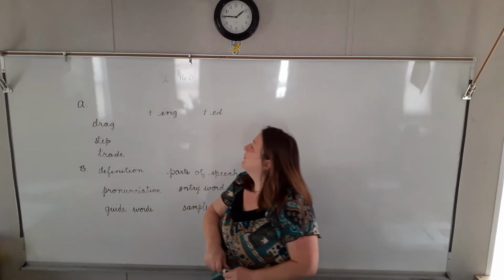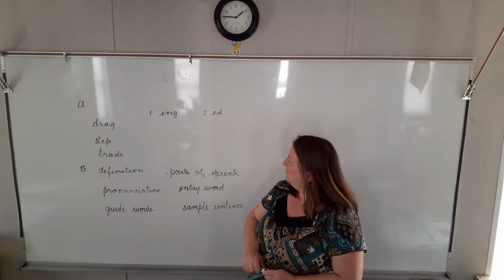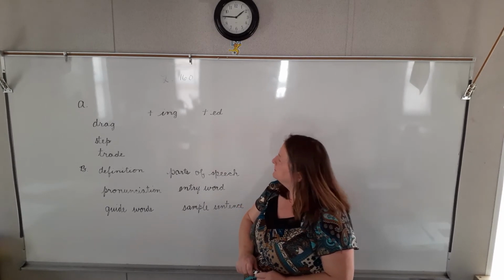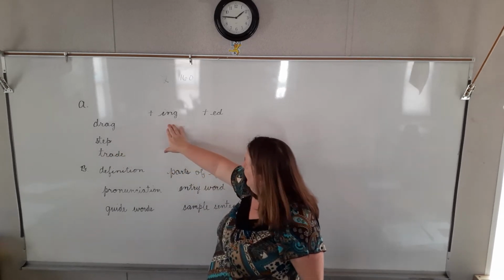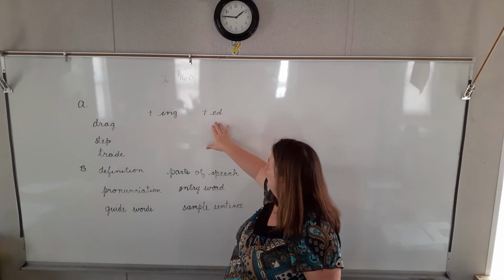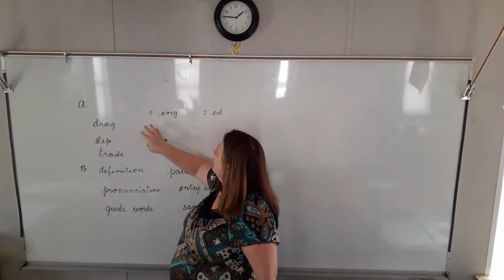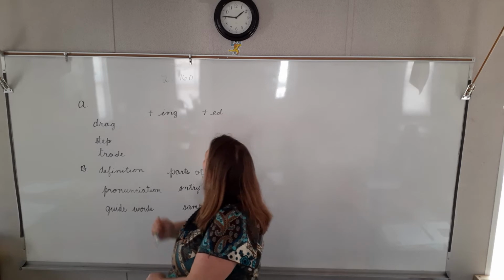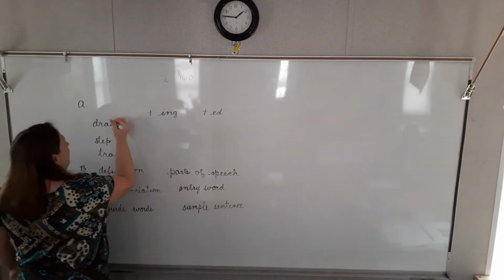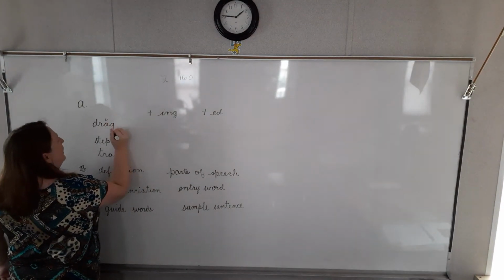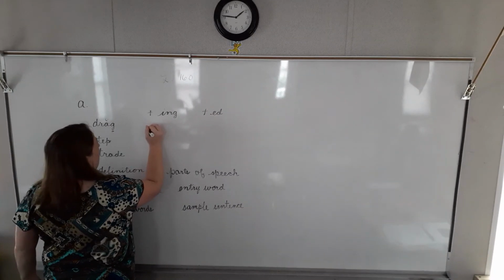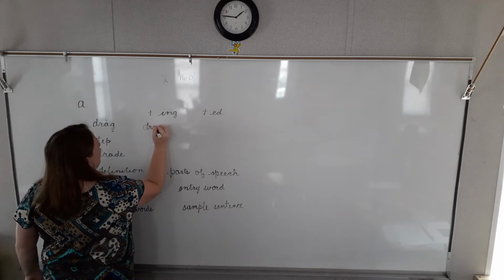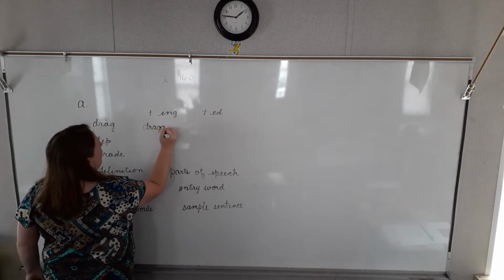We're on lesson 160 for phonics and language. Look at part A. Drag. We need to add the suffix ing and ed or d. Dragging. Because we have a short vowel and one G, we have to double the G before adding ing for dragging. Drag, double the G, and then add ing.